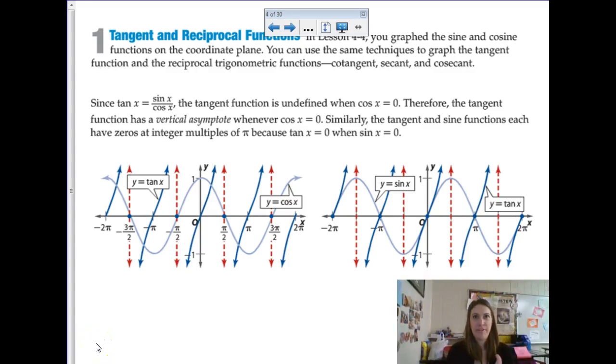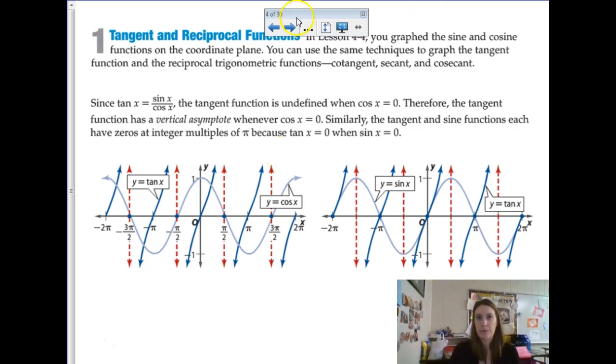So far we've been graphing the basic trig functions sine and cosine, and then we did some modeling and writing equations of sine and cosine functions. We haven't talked about how to graph tangent yet, so we're going to do that today, and we're also going to talk about some of the reciprocal functions, secant, cosecant, and cotangent.